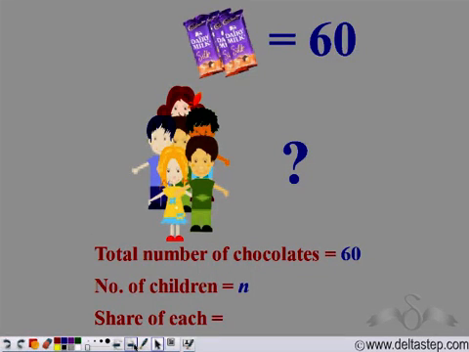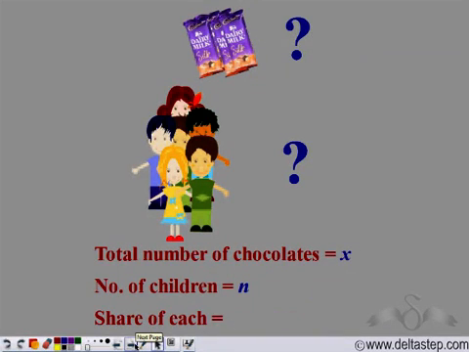So how many chocolates will each child get? The share of each will be 60 divided by n. It can be written as 60 by n. Here we are dividing a constant 60 by a variable n and we write it as 60 by n.